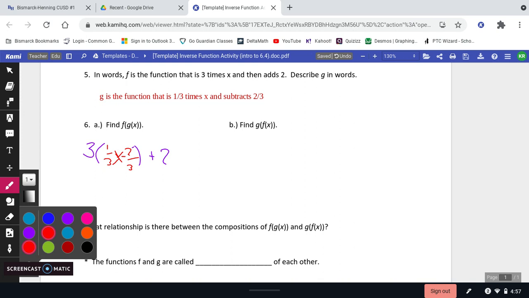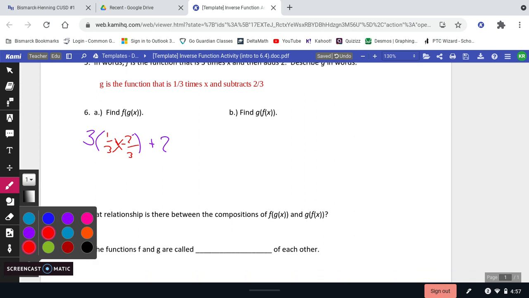Okay, so when we distribute, can you all tell that I left my stylus at school? So this looks fabulous. So when you distribute, the 3, okay, so 3 times 1/3 x, that's going to go to x. And then 3 times the negative 2/3, that's going to become minus 2. And then you are adding 2. So when that simplifies, you just get x.